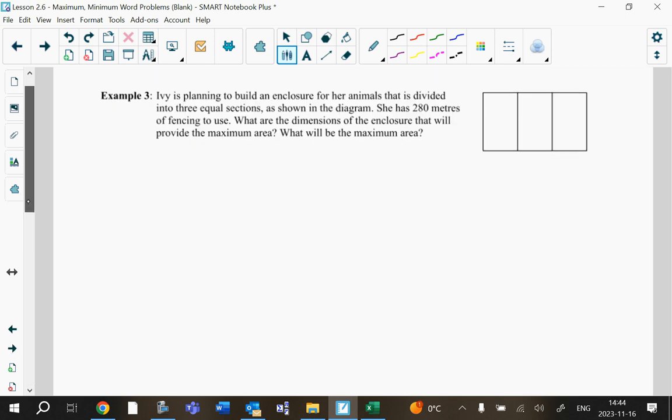This one. Make sure you read the question carefully, because you're asked for 3 things in this problem. You're asked for the dimensions, which is width and length, and you're asked what the actual maximum area is. So this is what her enclosure looks like for her animals. She's got 280 meters of fencing to use. How can she structure that so it'll give the maximum area for her animals to roam?